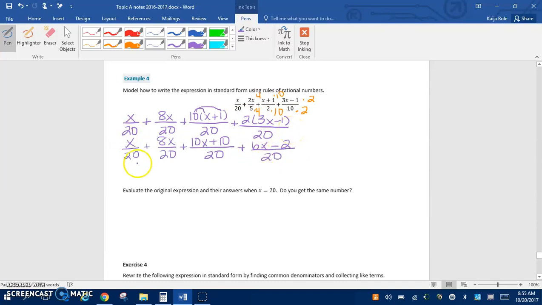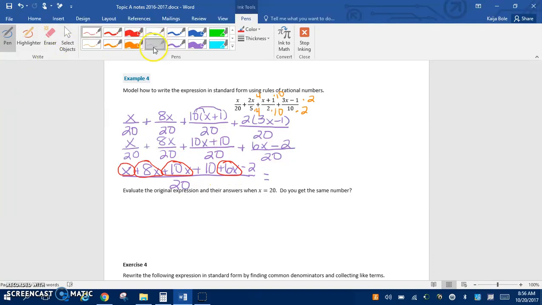Okay, so because we have this common denominator now, I'm just going to write all of it over 20. They're all over 20, and I'm going to rewrite the top. So we have x plus 8x plus 10x plus 10 plus 6x, and then minus 2, all over 20. So now I just have to combine my like terms. So I'm going to circle my x's in red. So I have x plus 8x plus 10x, and then plus a 6x down here.